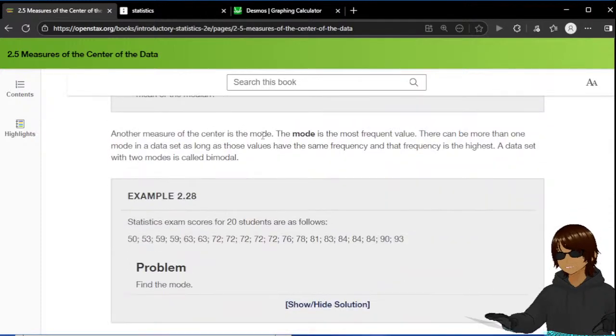Another measure of the center is the mode. The mode is the most frequent value. There can be more than one mode in the data as long as those values have the same frequency and the frequency is the highest. A data set with two modes is called bimodal.